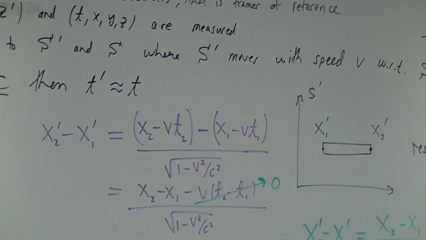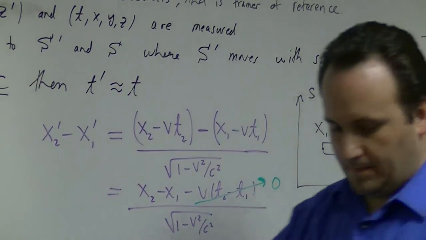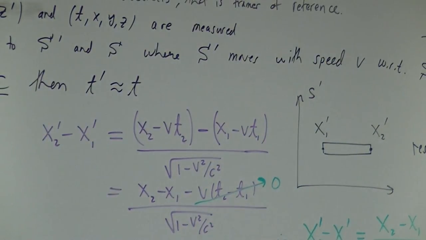Or, if you like, we could rewrite that as x2 minus x1 is equal to the square root of 1 minus v squared over c squared times x2 prime minus x1 prime. This is the so-called length contraction. What does this equation say? It says what I said a bit ago here.